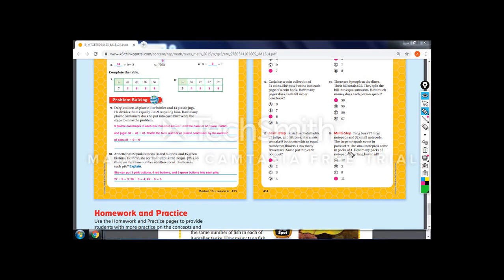So we take 27. Tang buys 27 large notepads and 32 small notepads. The large notepads come in packs of 9. So 27 divided by 9 is 3. The small ones, 32 small notepads, come in packs of 4. So you divide 32 by 4. That gives you 8. Then you add those two together. That gives you 11.